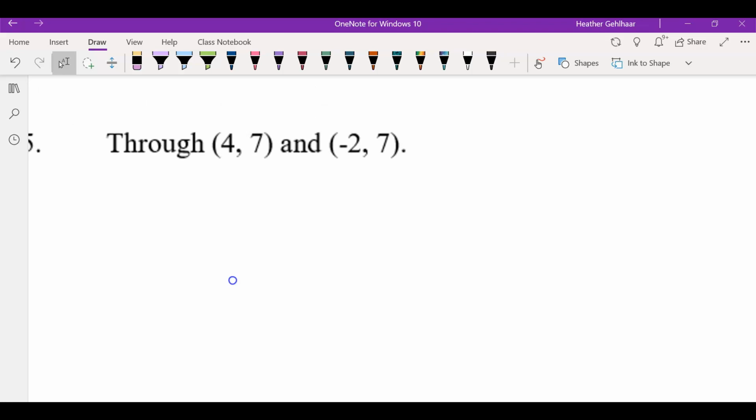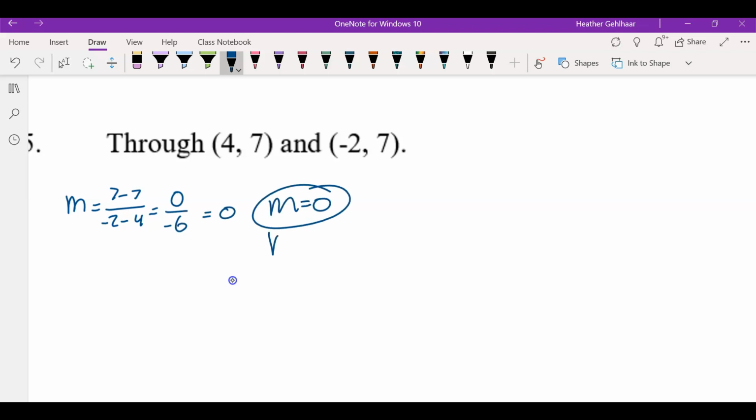All right, next here, going through (4, 7) and (-2, 7). So here you're given 2 points. My piece of advice is to plug it into your slope formula. So this will be 7 minus 7 over -2 minus 4. We'll get 0 over -6, which is 0.